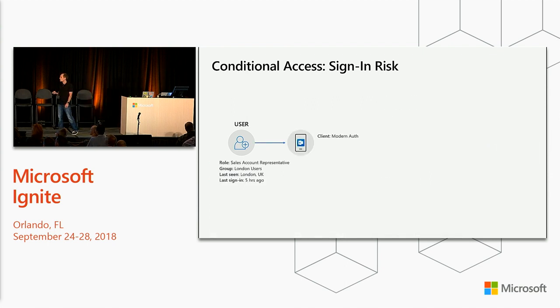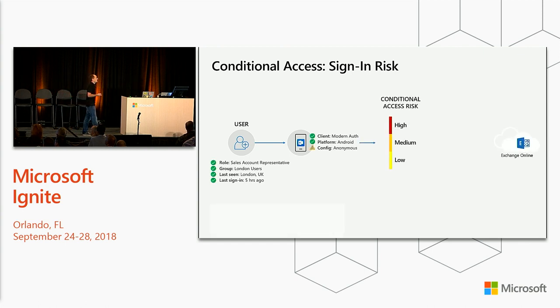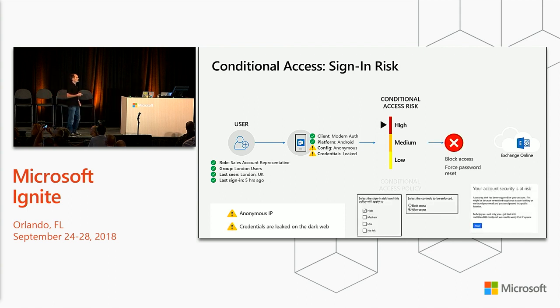How about another? So we have a sales account rep. Again, successfully authenticated a few hours ago in London. Now they're attempting to authenticate again, but this time we can't detect their IP address. So that in and of itself is risky. So that sets a medium risk for this particular user. But we've also detected that that user's credentials have been leaked to the dark web. That immediately elevates that risk to high risk. Because of the risk policy we defined for our users to say high-risk users must reset their password, we'll then start them down a flow.